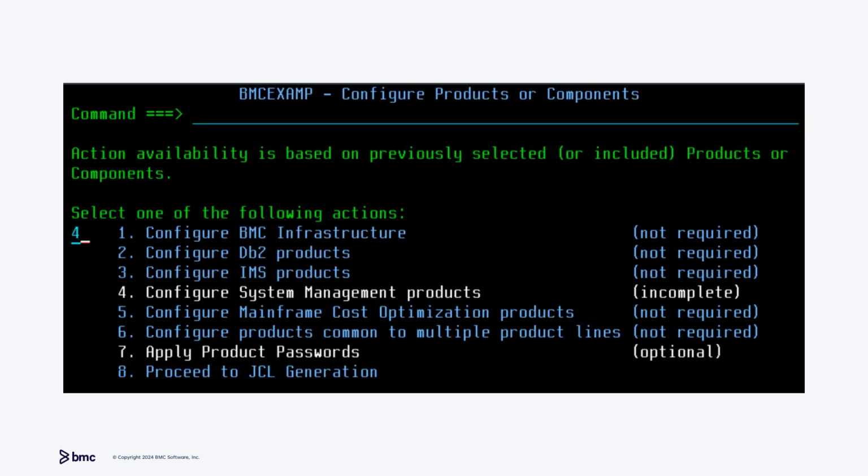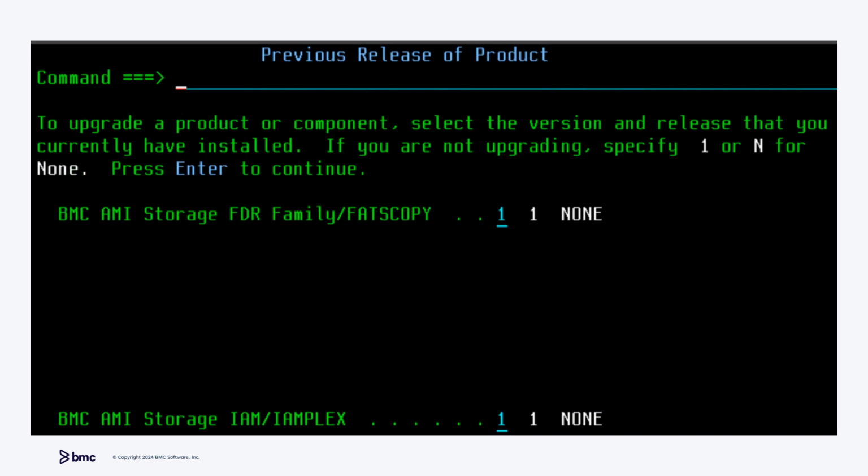This brings us to the Configure Products or Components submenu. Here we'll want to enter the number 4 on the line command and hit Enter. The installation system may prompt you to confirm whether you are upgrading from a prior version of the product. If this is a new installation, simply select 1 for None. If you are upgrading from versions at or below FDR 5490, FATS copy 4933, or IAM 1002, you will also select 1 for None because the installation system is unable to detect those versions. Hit Enter.